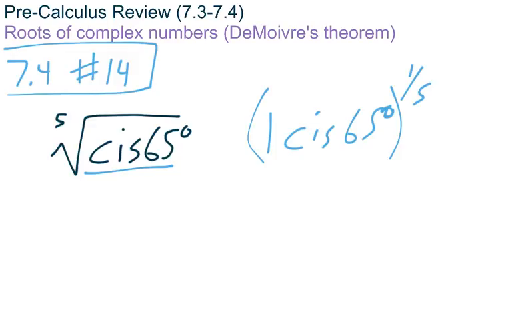This one's really easy because any power of 1 is always 1, whether it's a fractional power or a whole number power, it doesn't matter. It's going to come out to 1. And then, of course, we divide 65 by 5. That, of course, comes out to a 13-degree angle. That is, once again, the principal root. DeMoivre's theorem is really easy. However, finding all of the other roots may seem a little bit more complicated, but it's not.